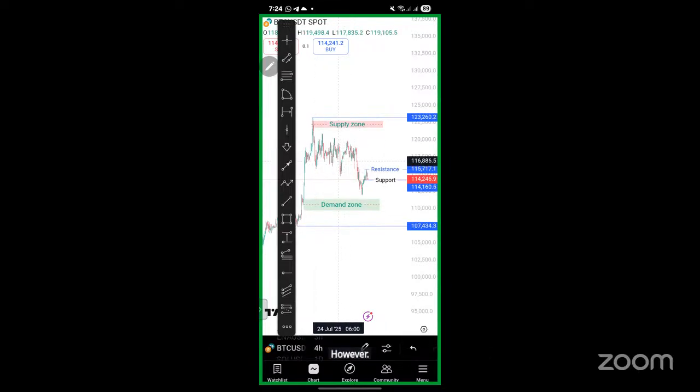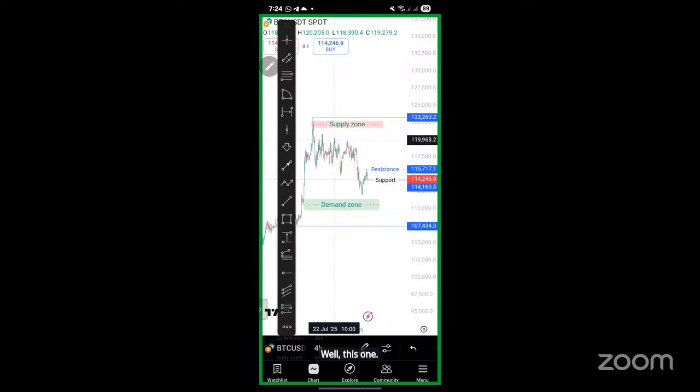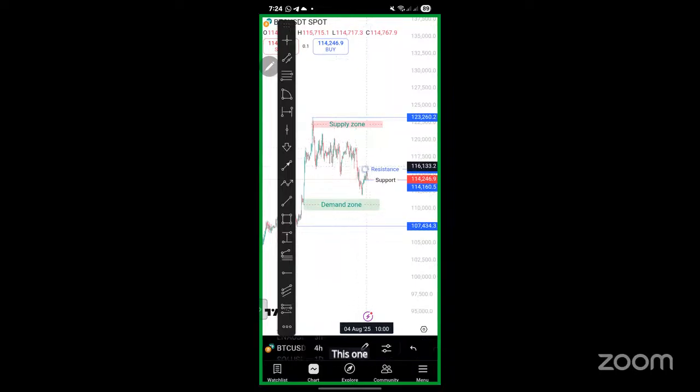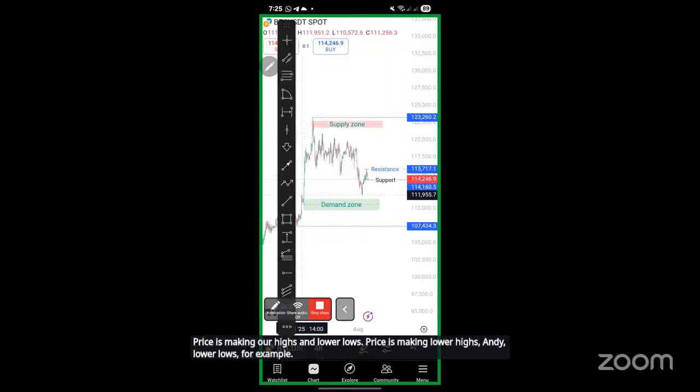However, when you look at the pattern the price is forming, this high is higher than this one. This one is higher than this one. This one is higher than this. So within the 4-hour time frame, price is making lower highs and lower lows. For example, price comes from here.